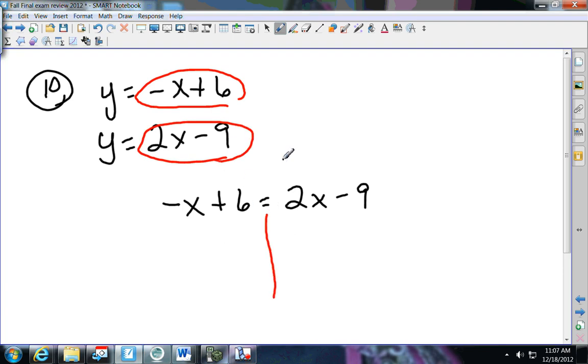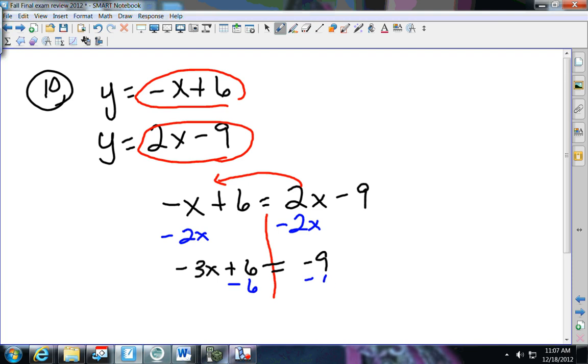So we're going to move the two x's over here to the left. So I'm going to subtract 2x from each side. I get negative 3x plus 6 equals negative 9. I'm going to subtract 6 from each side. Negative 3x equals negative 15. Then we're going to divide by negative 3. X equals 5.